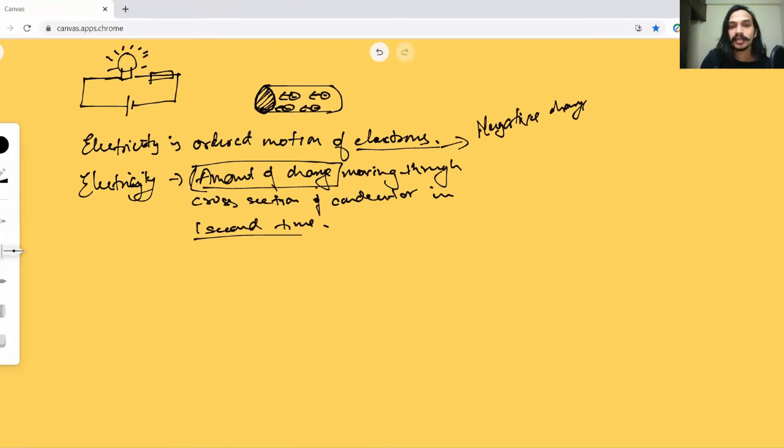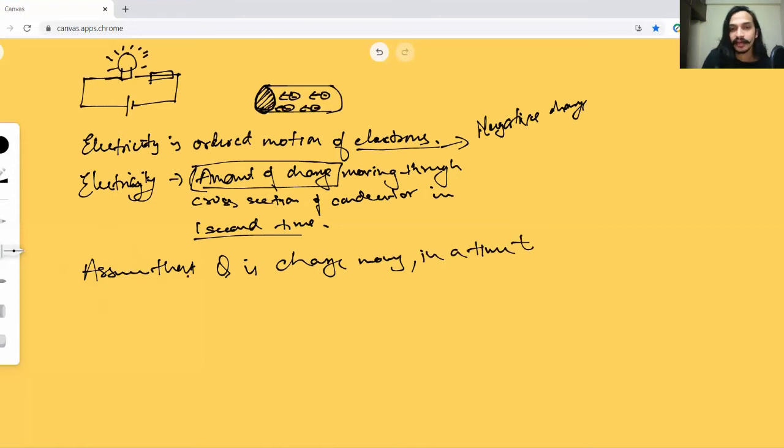So how do we measure this amount of charge and this time? Time we can directly measure. Okay, so assume that Q is charge. We'll take a capital letter Q for the charge that is going, just the charged particles moving. And in a time T, we'll say that in T amount of time, Q amount of charge is moving through a conductor.